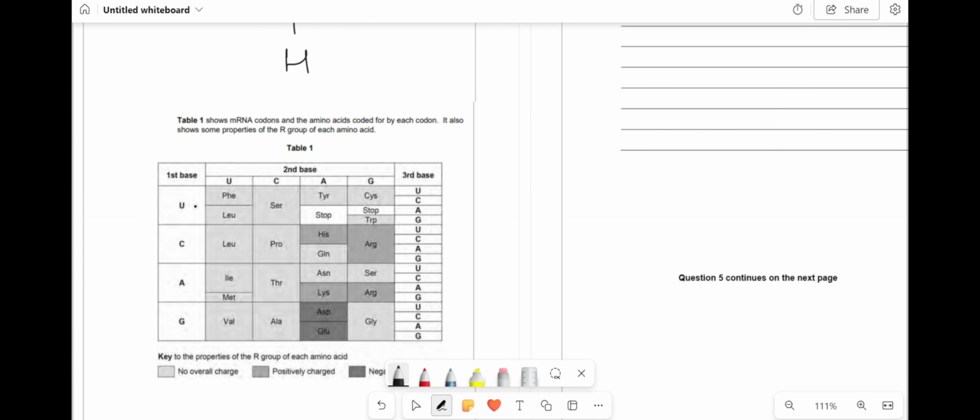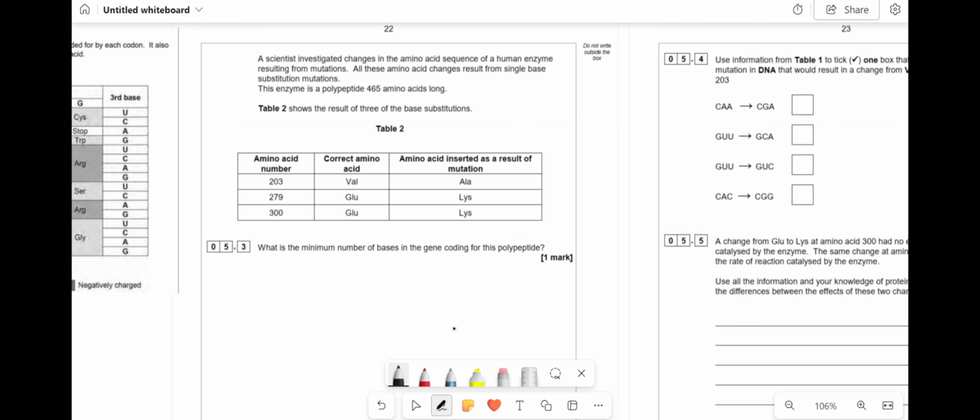Fine. So the question says the genetic code is degenerate. What is meant by that? So degenerate means, anyone? It means that more than one codon or base triplet codes for the same amino acid. So then all you do is you just pick an example. I don't know, we could go with U and then UUC. UUU and UUC make Phe. There you go.